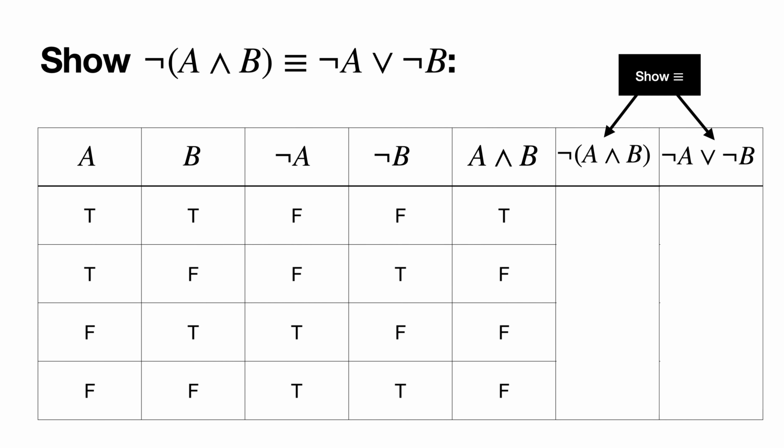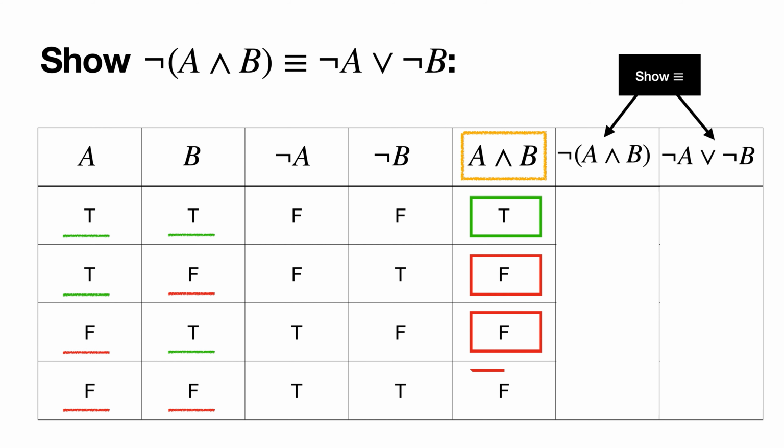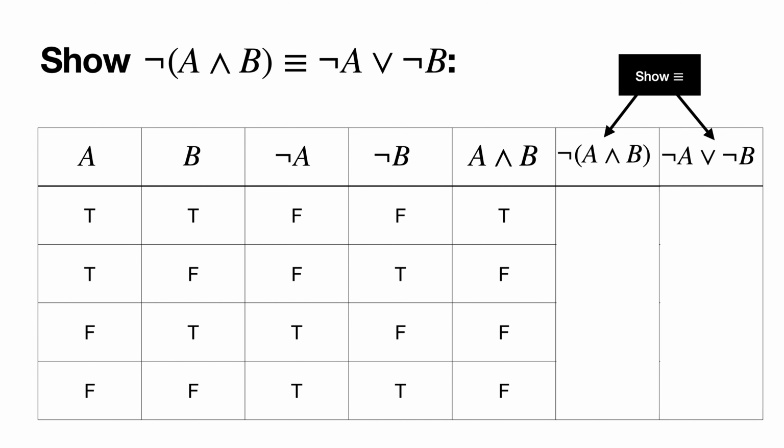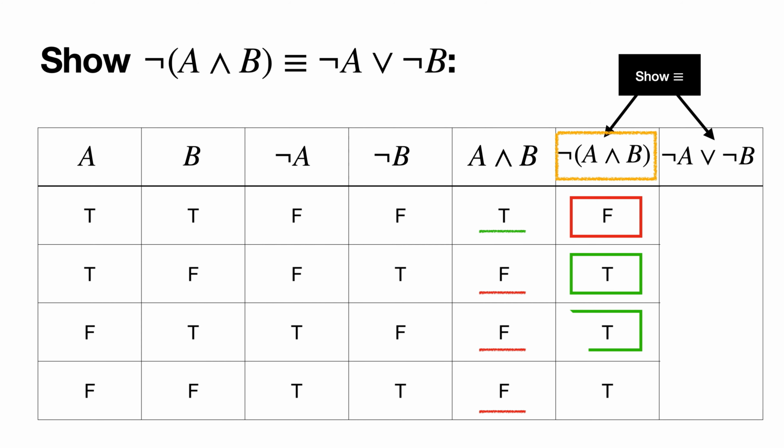Now let's look at A and B. And remember that A and B is true if and only if A and B are both true, and it's false otherwise. So looking at these values here, we're going to put true because they're both true in that first row. And all of the other ones have at least one value of false. Now, moving on to not quantity A and B, we're going to just take our value of A and B and simply negate it. So when A and B is true, we're going to put false here in the truth table. And when A and B is false, we're going to put true.